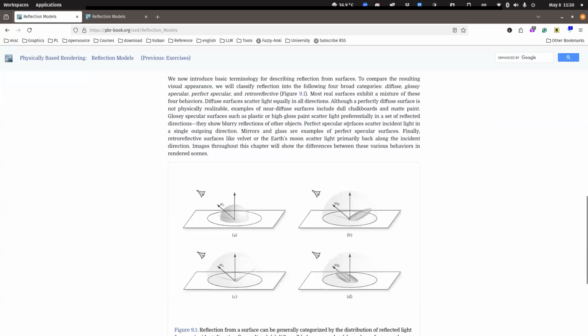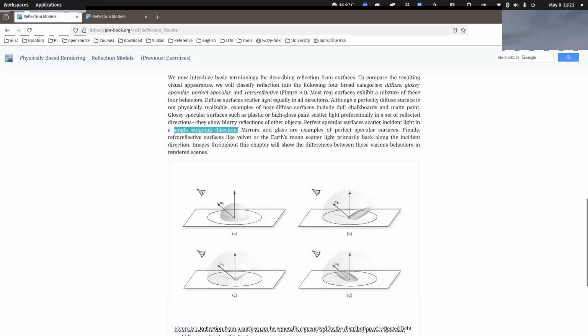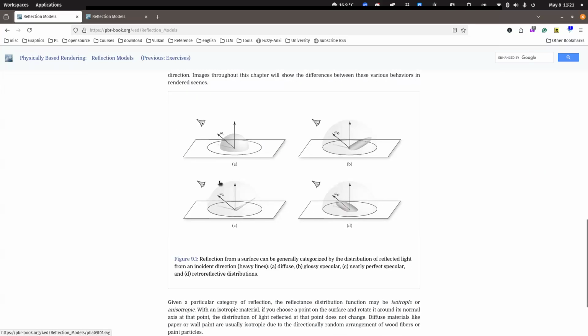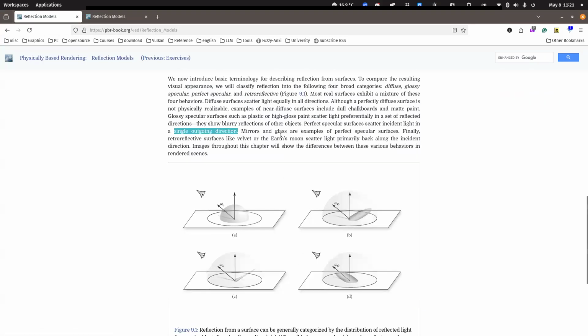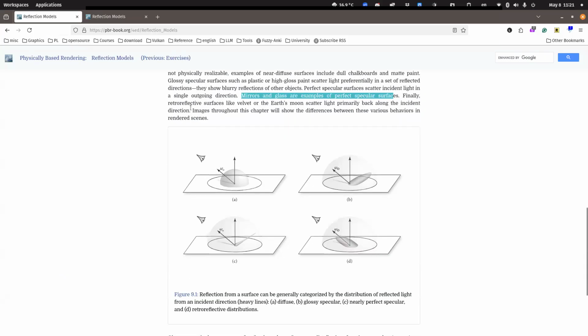And perfect specular surfaces scatter incident light in a single outgoing direction. It's like a mirror. Mirror and glass are examples of perfect specular surfaces. And retroreflective surfaces like velvet or the Earth's moon scatter light primarily back along the incident direction. Oh, interesting. I don't know about that. Okay.